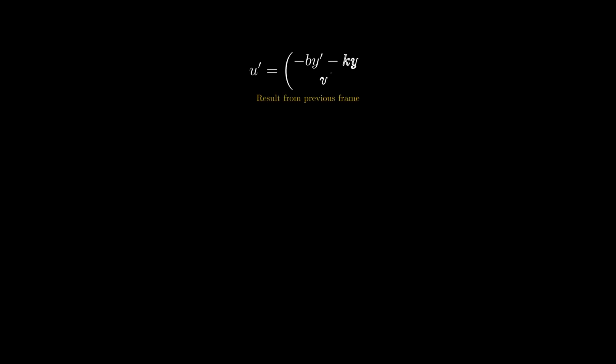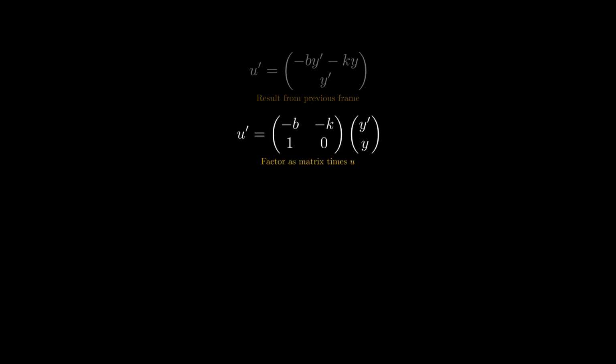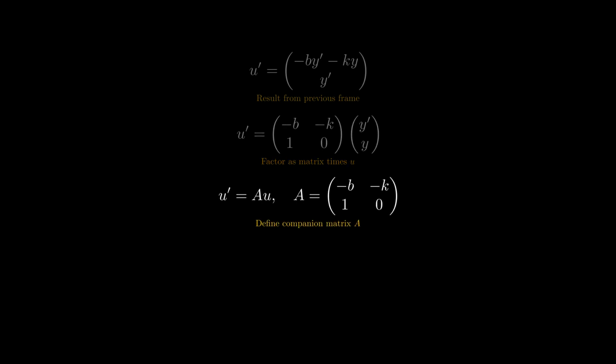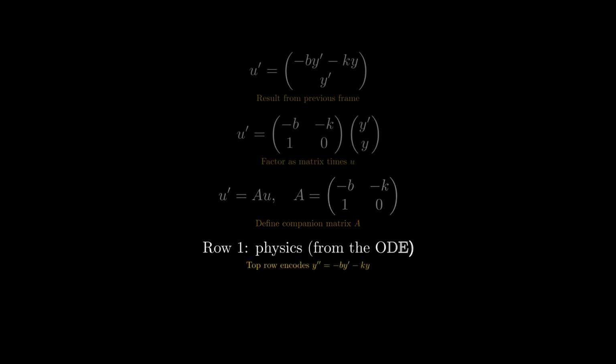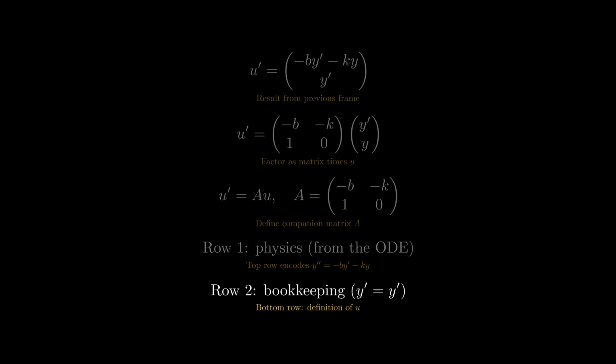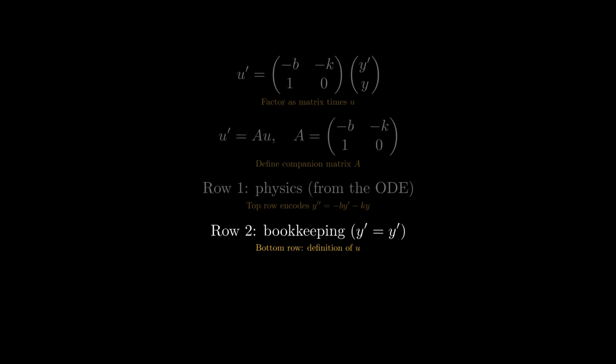Now let's package these two linear combinations as a matrix times u. The matrix A has first row -b, -k, and second row 1, 0. So u' = Au, where A is the 2 by 2 matrix with top row -b, -k and bottom row 1, 0. Notice that row 1 is physics. It came straight from the ODE. Row 2 is bookkeeping. It just came from the definition of u.